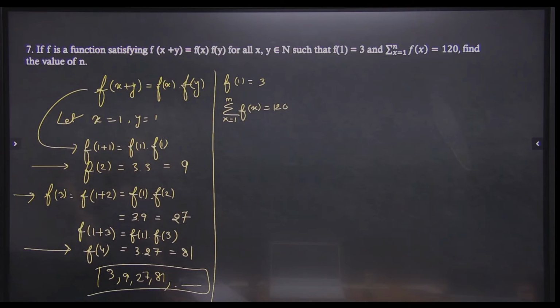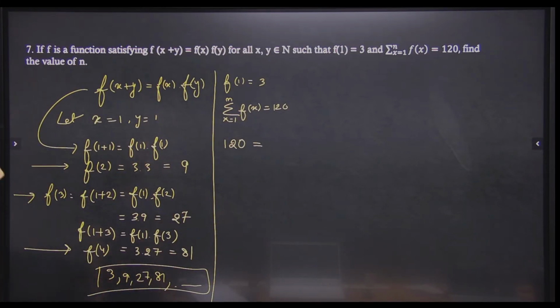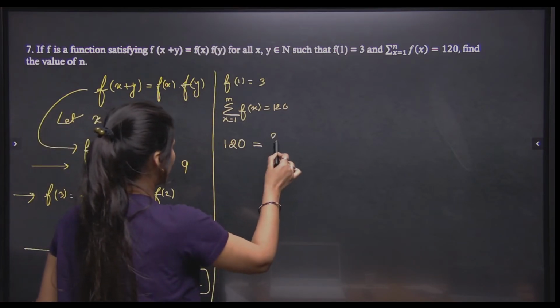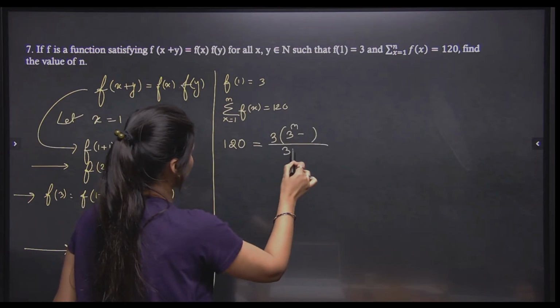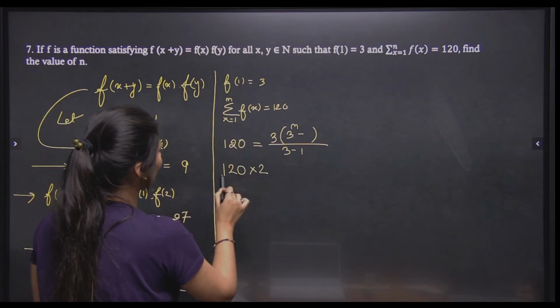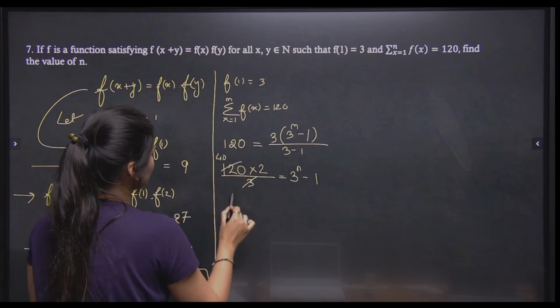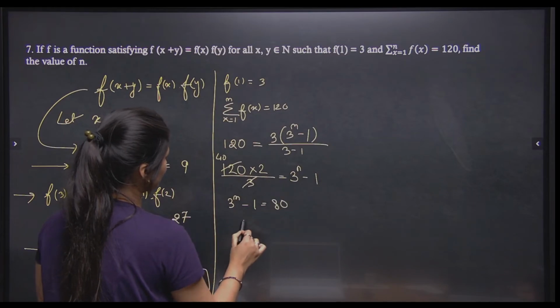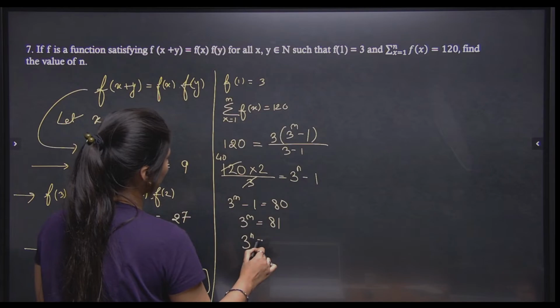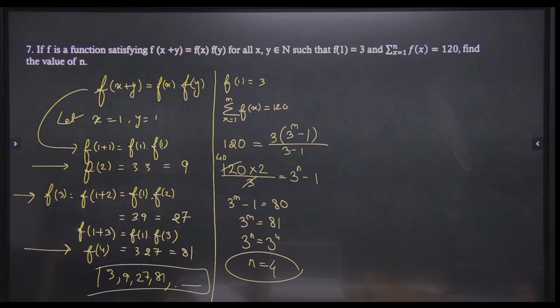Now what we have? We have summation x equal to 1 to n of f(x) is equal to 120. So what we can do? We can write 120 is equal to, since this is a GP, we can write down the sum of GP. So it is a(r^n minus 1) by (r minus 1). Can we write it like this? Yes. So it will give 120 into 2 by 3 is equal to 3 to the power n minus 1. So 3 to the power n minus 1 is equal to 80. 3 to the power n is equal to 81. 3 to the power n is equal to 3 to the power 4. So n is equal to 4 by the law of exponents. Clear to all of you?